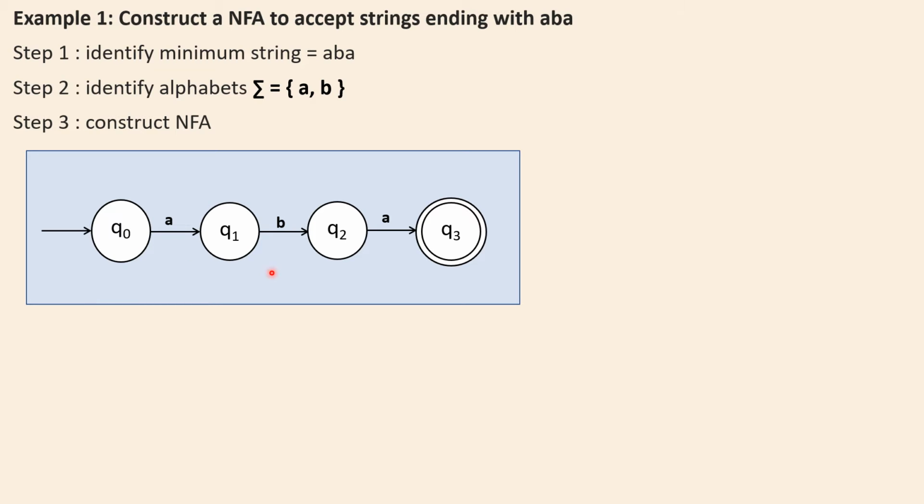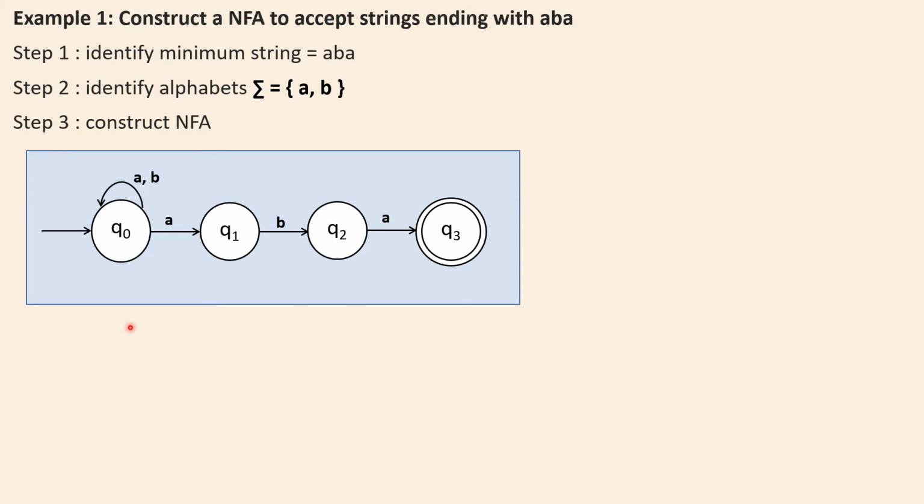Ending with ABA means the string can start with n number of A's or B's, where the string has to end with ABA. Only then it should be in the final state. So my string can start with n number of A's or B's. So this is the completed construction of the NFA.